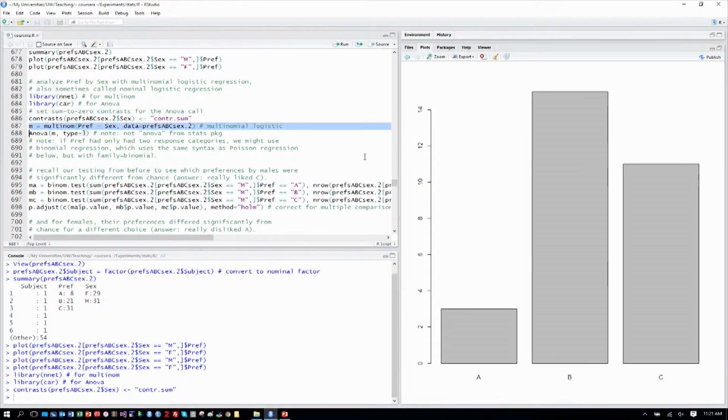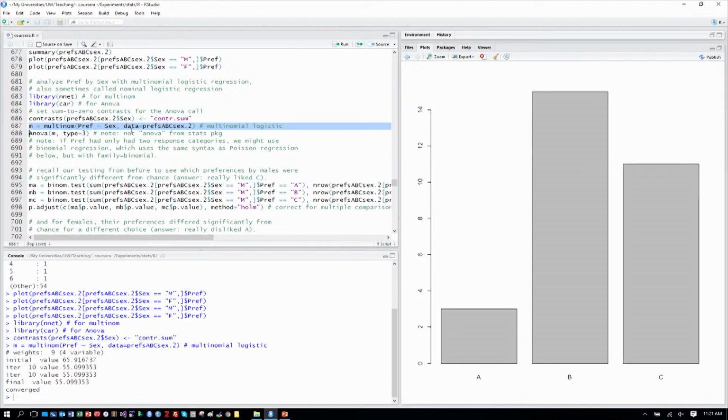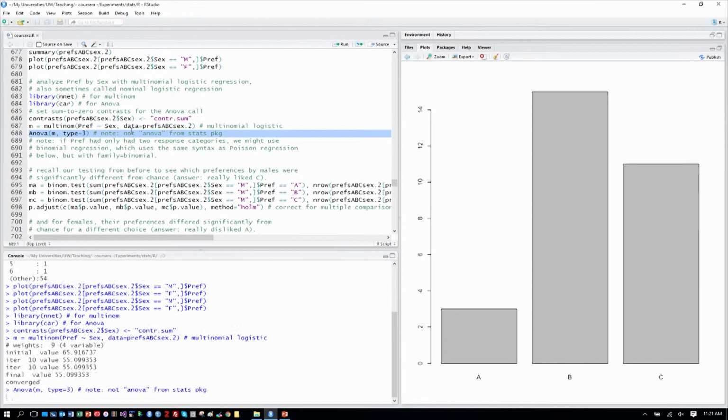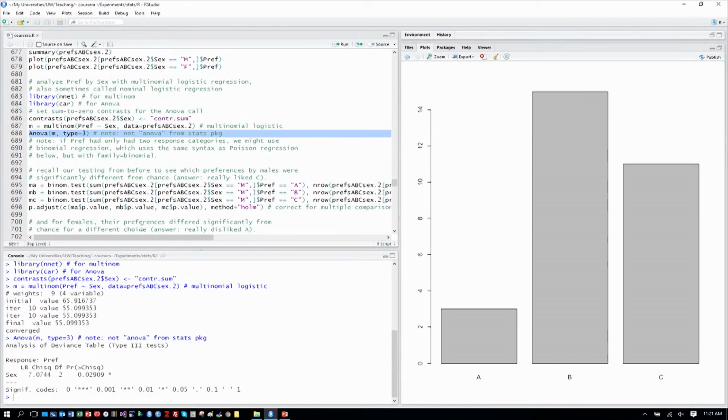Okay, so now we'll run the multinomial logistic regression, and we formulate our relationships here among our response preferences by sex, as we've seen before, using our new data table. And then we will go ahead and issue the ANOVA command. Notice that even though it's ANOVA, it's not producing an F test for us, it's producing a chi-squared result. It's just using ANOVA as a more general term for analysis here.